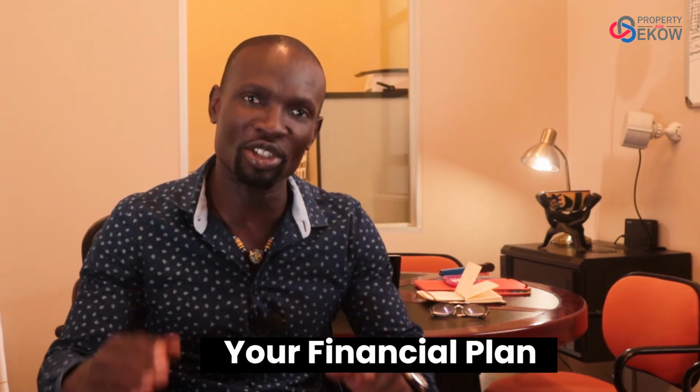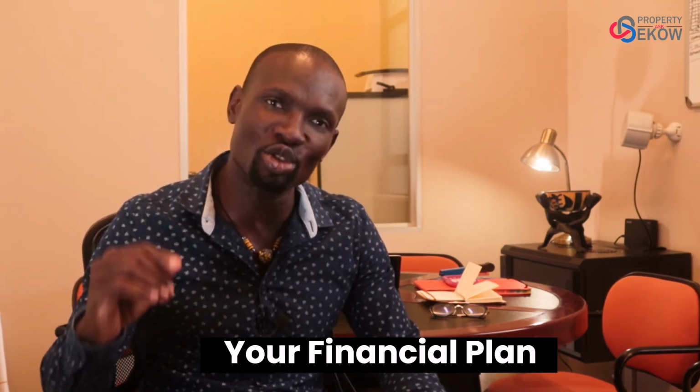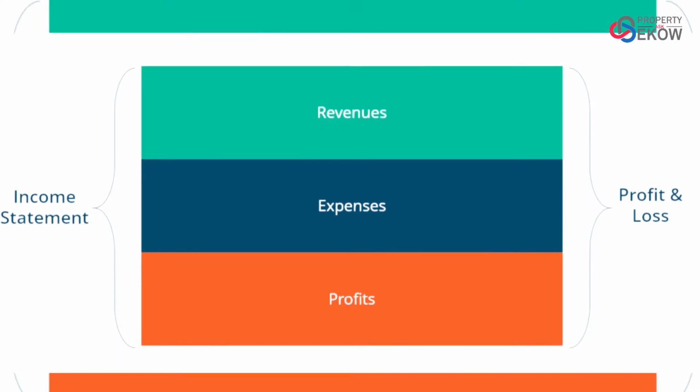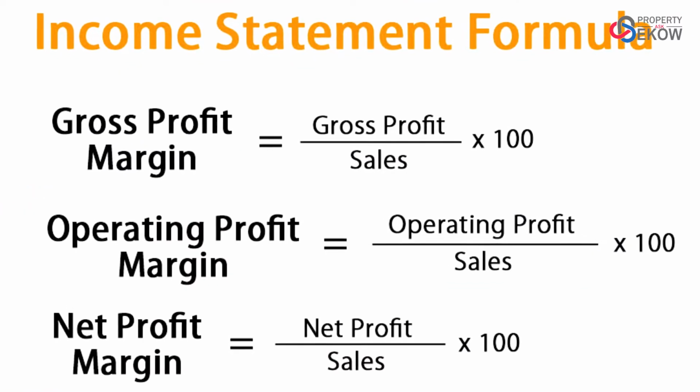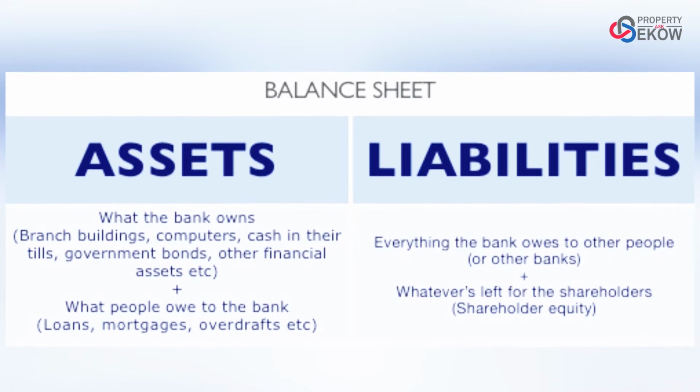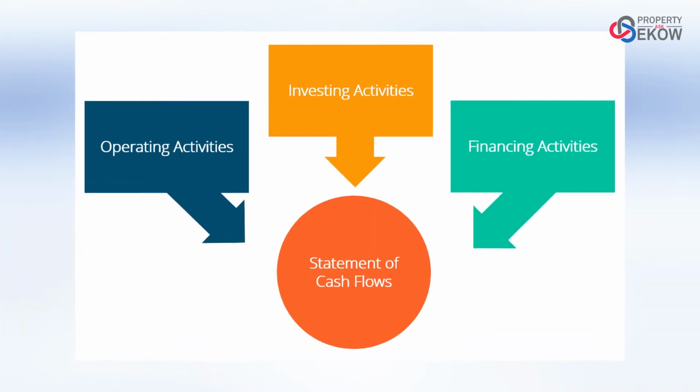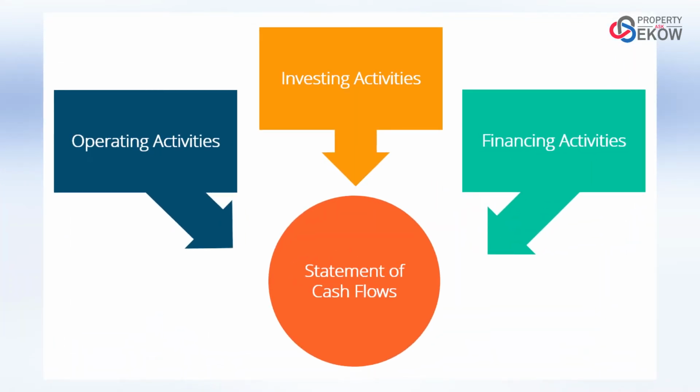Number 7, your financial planning. In order to attract investors, you will need to draft a budget and have a financial plan. Include your income statement, which is basically your profit and loss statement. Include your balance sheet statement and your cash flow statement, which is a reflection of your income statement and your balance sheet.